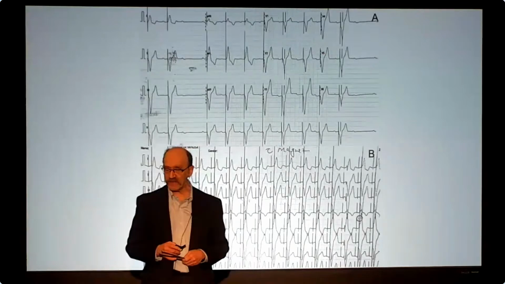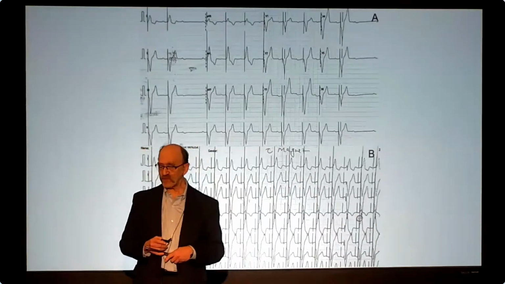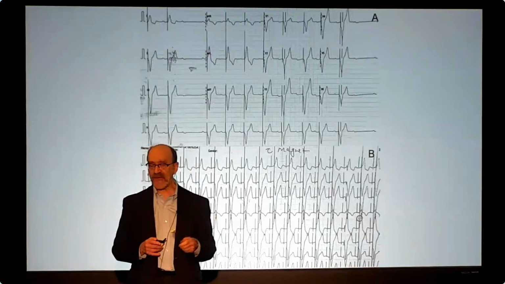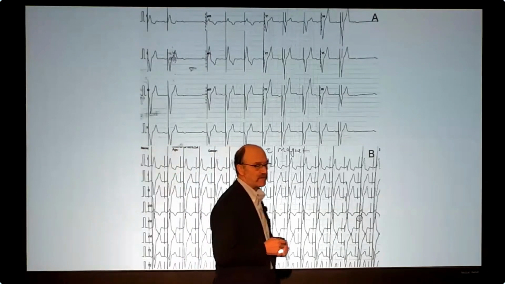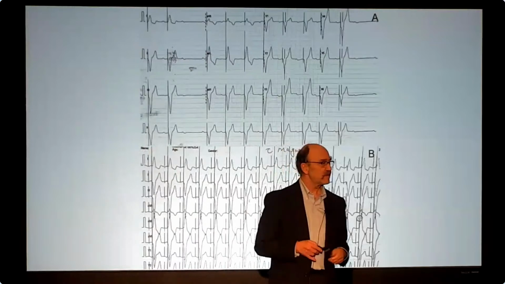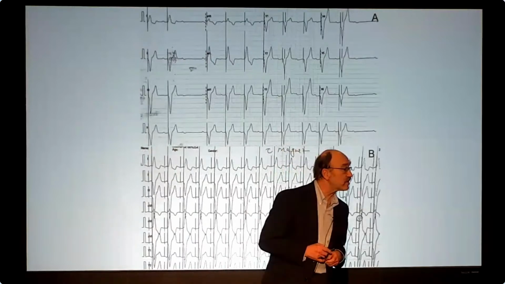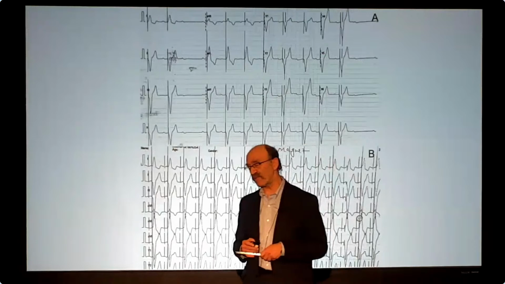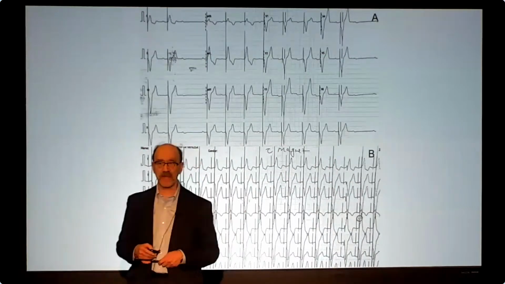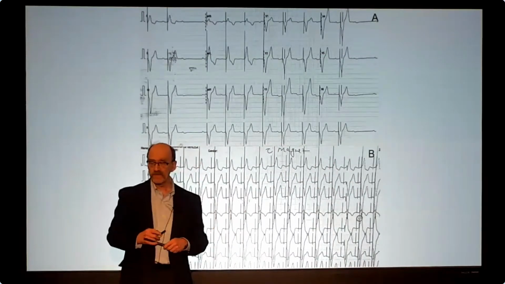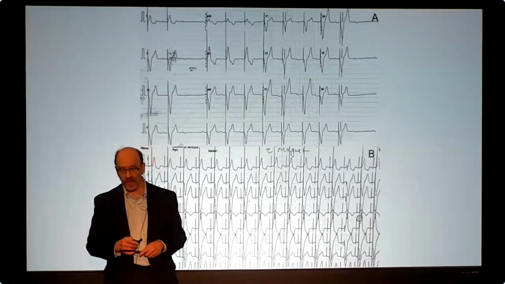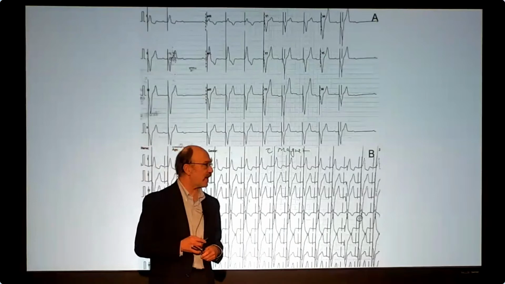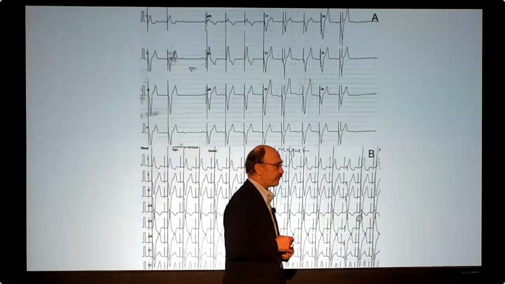I'm showing you an EKG, some rhythm strips, and then we put the magnet on, and what happens? What happens to a pacemaker when you put a magnet on it? Everyone should know the answer. It paces asynchronously: DOO, VOO, AOO, depending on the type of pacemaker. So what is the difference between the top and the bottom? What have you fixed by putting a magnet on the pacemaker?